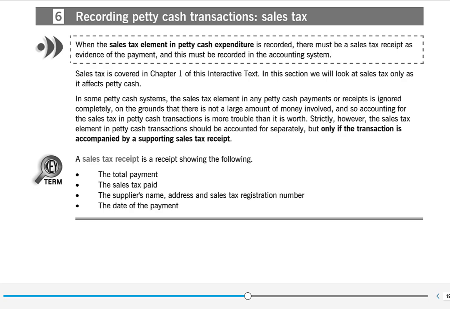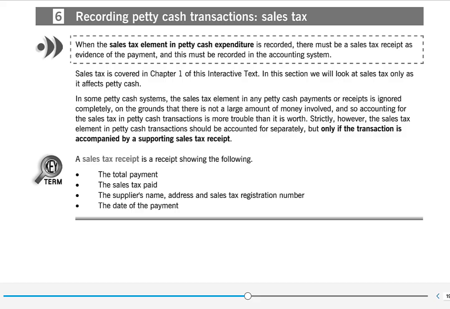The classroom procedure you should follow every time. Whenever you see a petty cash receipt, do these steps. Step 1, check the receipt carefully. Step 2, ask, does it show sales tax details clearly? Step 3, if yes, split the payment into expense and sales tax. Step 4, record both parts properly in the accounting system. Step 5, if no, record the full amount as expense only. This is exactly what Lesson 6 is training you to do. It is not just theory, it is the real routine used in offices.